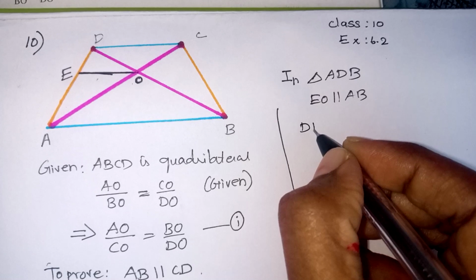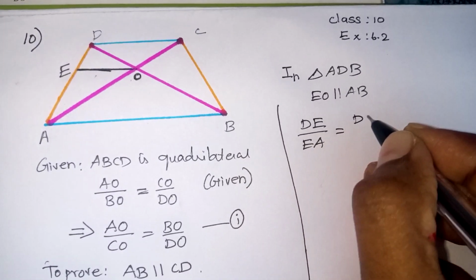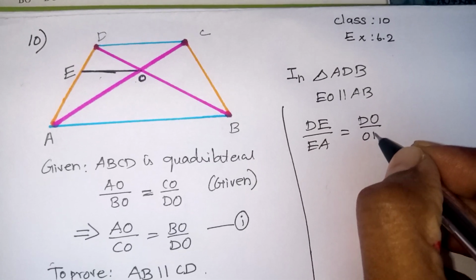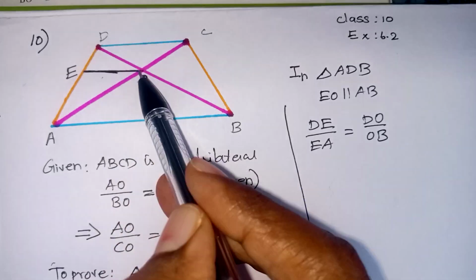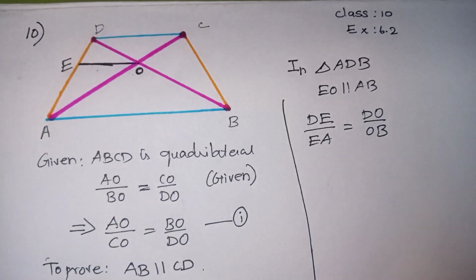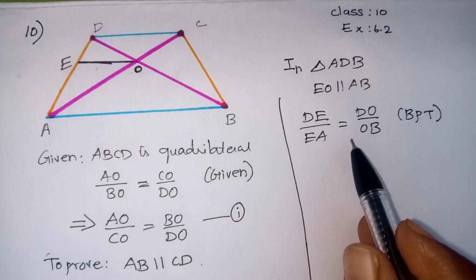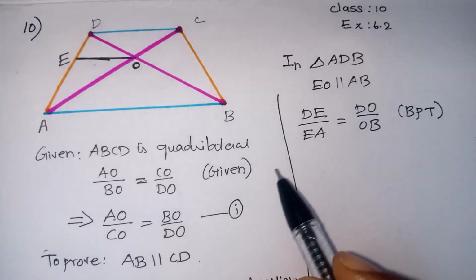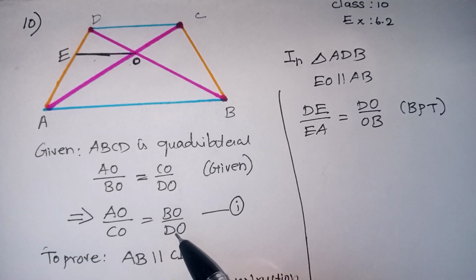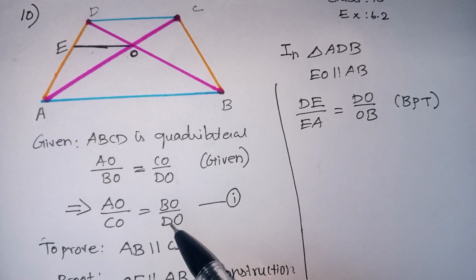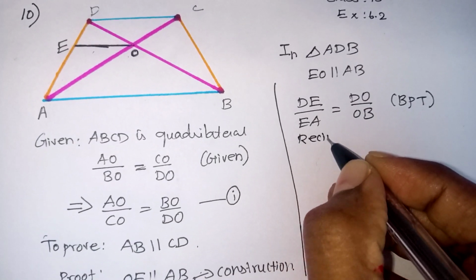So we can write DE by EA, which is equal to DO by OB. Very easily we can write the BPT condition, this one by this and this by this. Like this we can write it under the BPT condition. Now compare this one with the first equation. Here we are getting DO by OB, but in equation 1 we have BO by DO. So if we take the reciprocal, we can get the same right hand side. So here we are going to do the reciprocal.